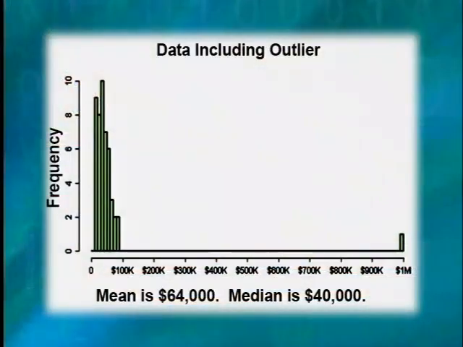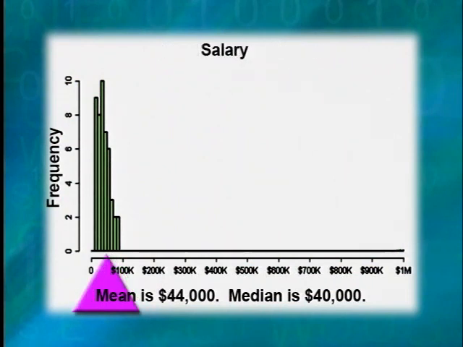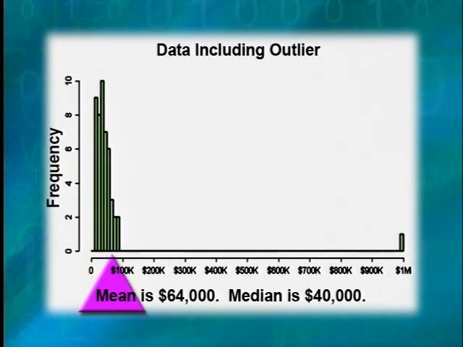So this is an example where the effect of that one salary, that CEO salary, is that the mean now is $64,000, whereas without the salary of the CEO, it was only $44,000. So that one salary made a big impact on the mean. So the mean, the way this is phrased, is susceptible to the influence of outliers.